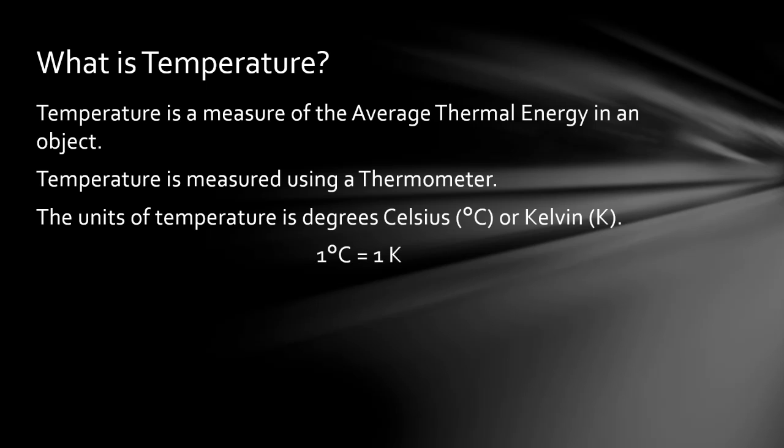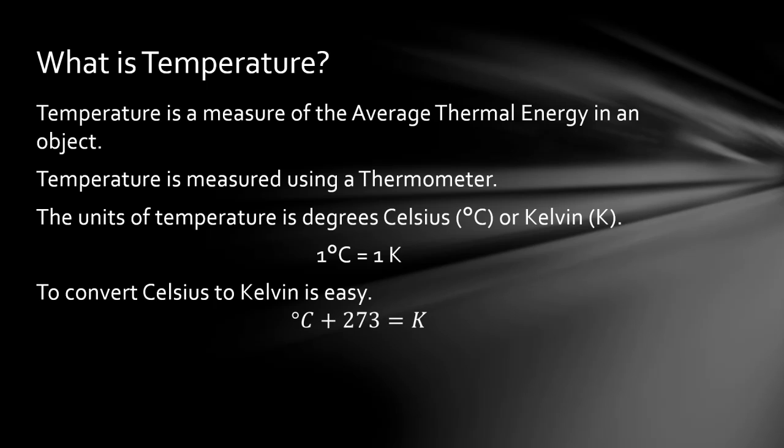Now, the way that these two are related is that 1 degree Celsius equals 1 Kelvin. The only difference is that in order to convert from Celsius to Kelvin, all we have to do is take the temperature in Celsius and add 273 to it. And then that will give us the temperature in Kelvin. So an object that is 40 degrees Celsius has a Kelvin temperature of 313 Kelvin. An object that is negative 215 degrees Celsius has 58 Kelvin.